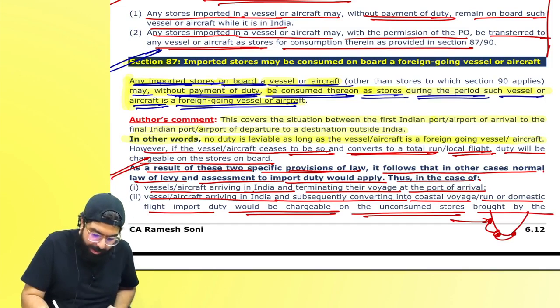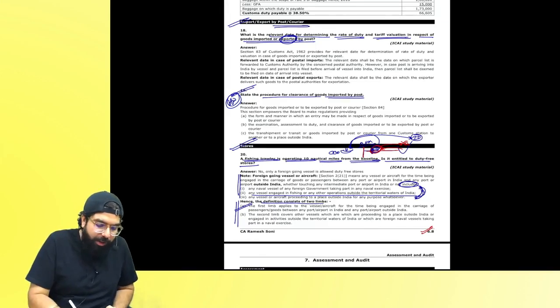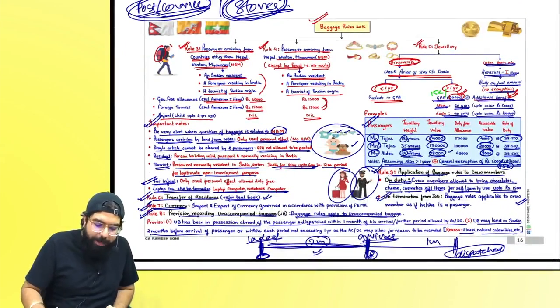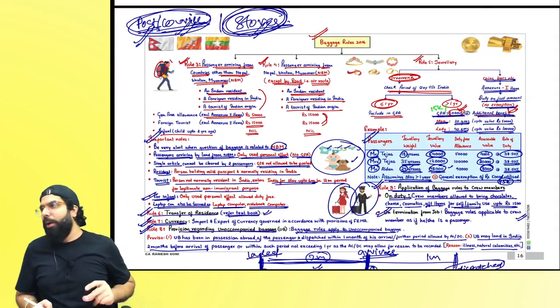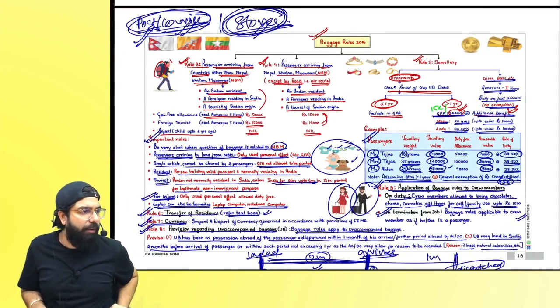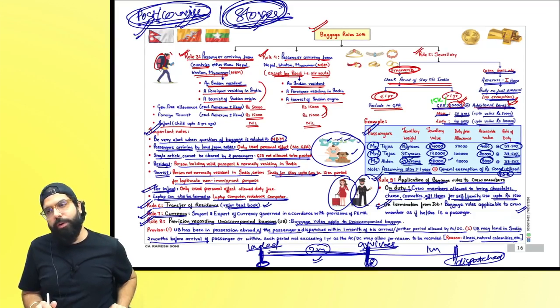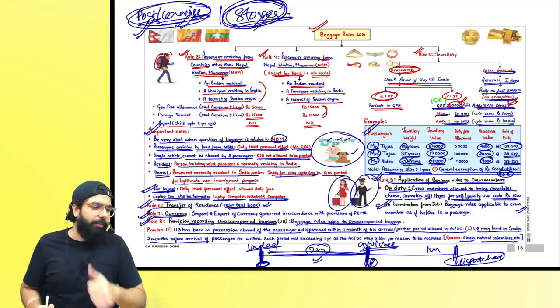Here I will close my quick revision on the chapter of baggage. Along with baggage I have told you about post, courier and stores also. Right, everyone? I will close my revision on the chapter of baggage here. Congratulations, people. Done.